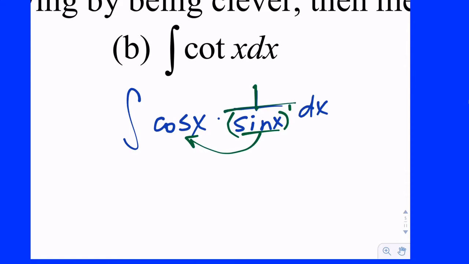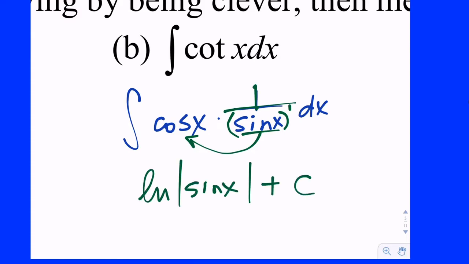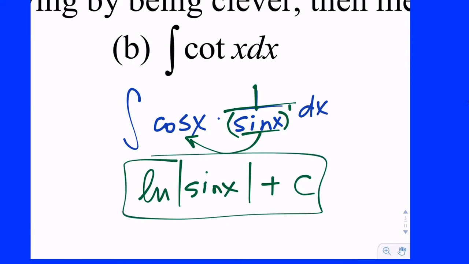So we're ready for the second step already. The writer's 1. There's no correction. 1 over blob to the first becomes the natural log of the absolute value of the blob plus c. So there it is. The antiderivative of cotangent is the natural log of the absolute value of sine.